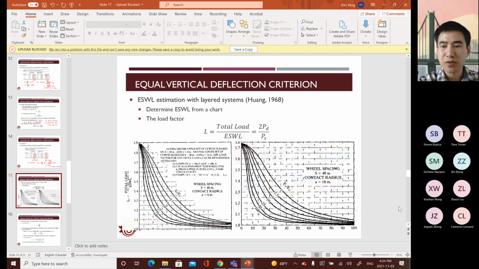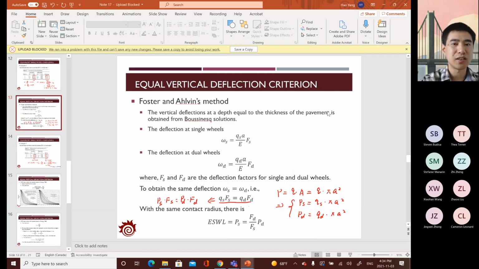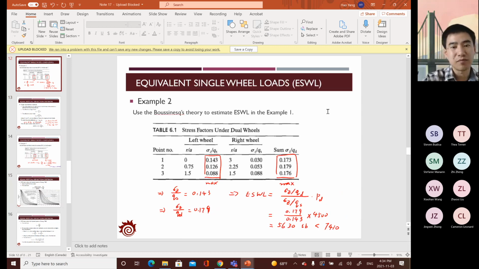And so in the last lecture, we had some discussions about utilizing the equal vertical deflection criterion or the equal vertical stress criterion to estimate the ESWL values. I am sorry that I have some issues with my writing pen.